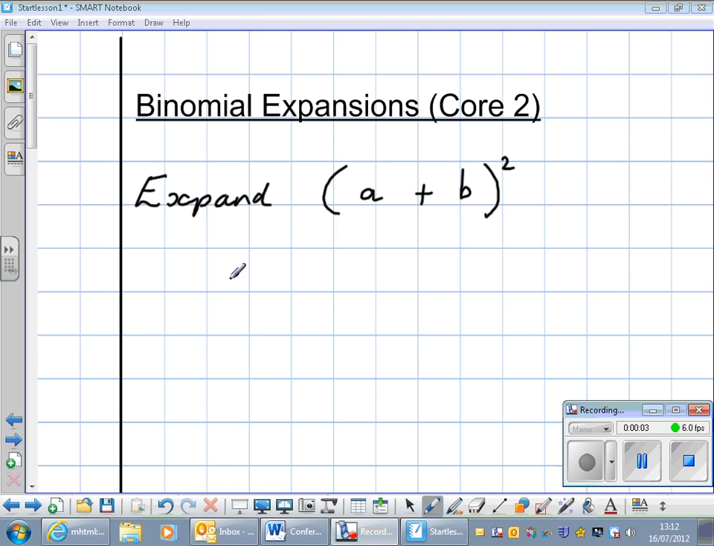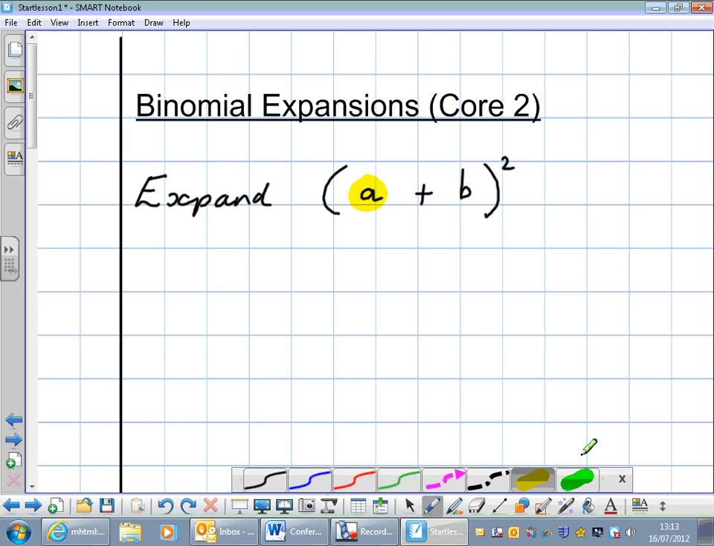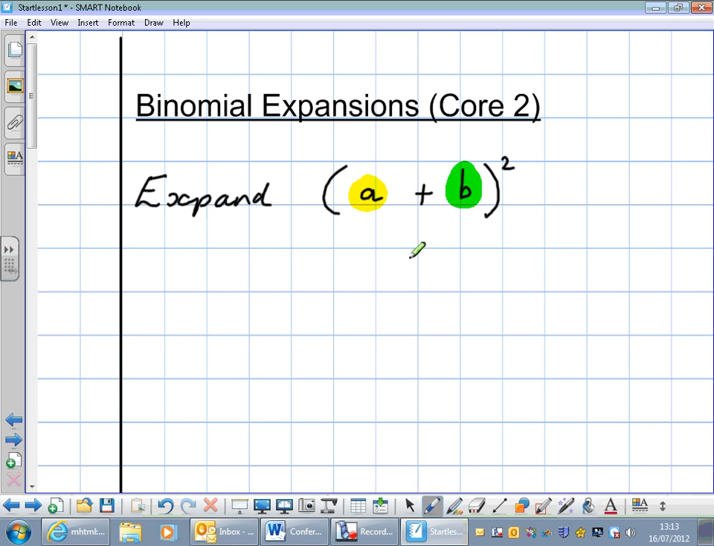Binomial expansions, Core 2. We're going to expand (a + b) all squared. It's called binomial because it's got two terms, a and b. Now, a can stand for any number, or indirectly it can stand for any other letter that stands for a number, and likewise b. Let's see what we get when we expand this.